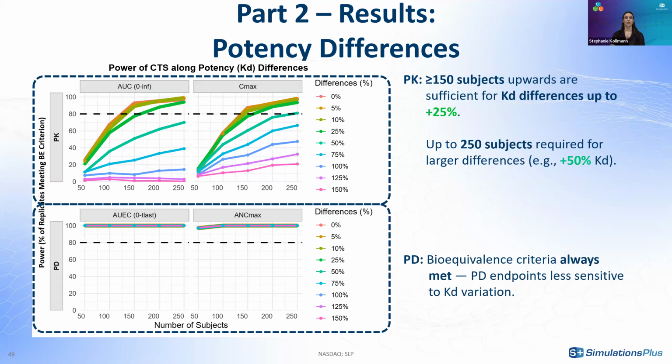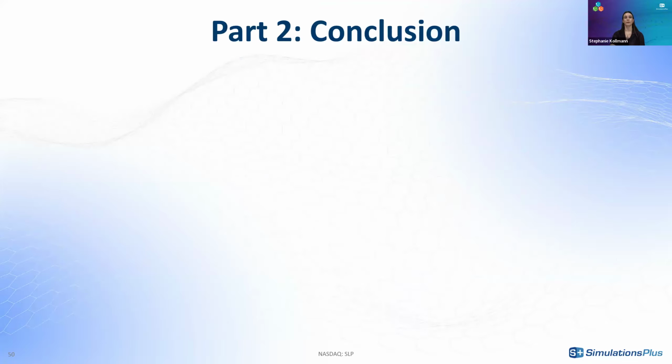Also discussing PD, the PD endpoints once again met the bioequivalence criteria across all scenarios. So taking together the results, the results confirm that the design with approximately 200 subjects provides robust power for detecting relevant differences in exposure, while PD outcomes remain stable across perturbations.